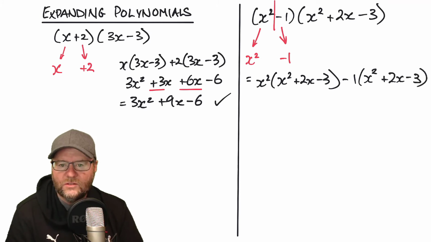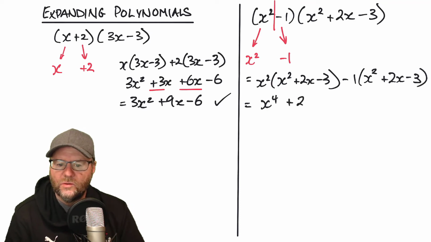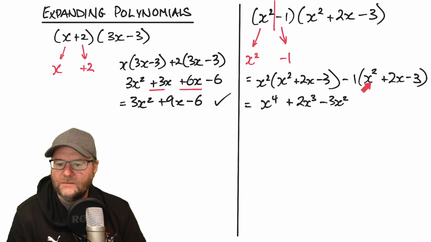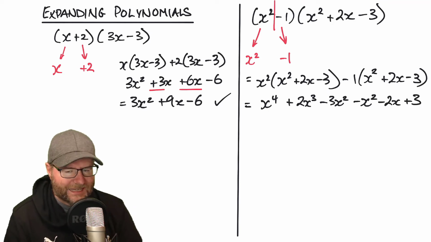Now I'm going to go through and just do the multiplications. If you remember your index laws, when we multiply things where the bases are the same, we add the indexes. So we're going to do that. x squared times x squared gives me x to the 4. x squared multiplied by positive 2x gives me 2x cubed. And hopefully you can continue to do the multiplications from there for that one. Moving on, negative 1 times x squared gives me negative x squared. If I continue to do my multiplications, I get this.